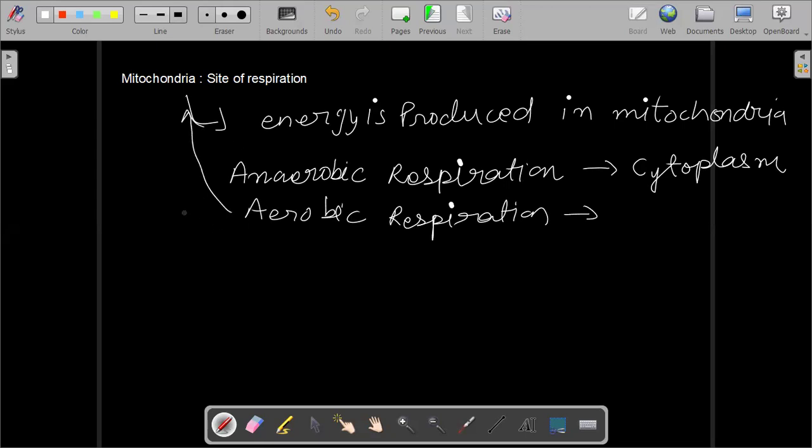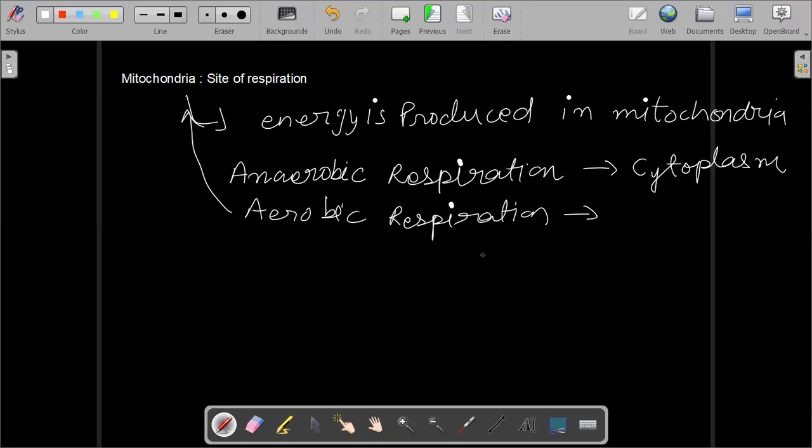Okay, so now you got to know that prokaryotic cells do perform respiration, but they perform anaerobic respiration. These cells perform anaerobic respiration. Got it? Understood, this is clear. Now see what happens with the mitochondria.